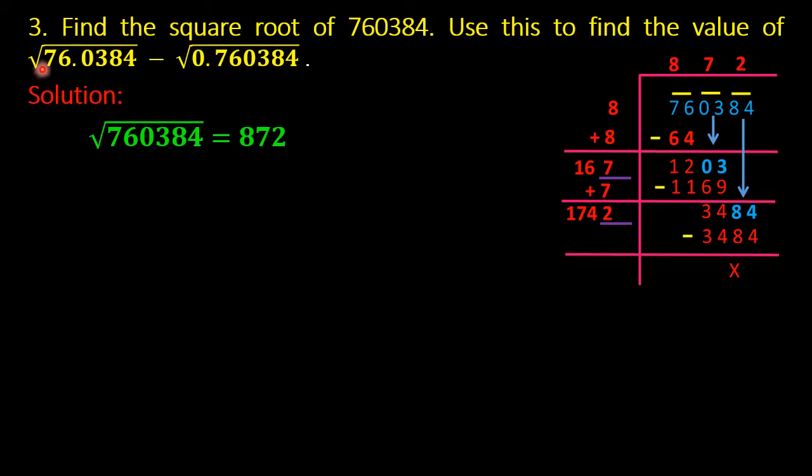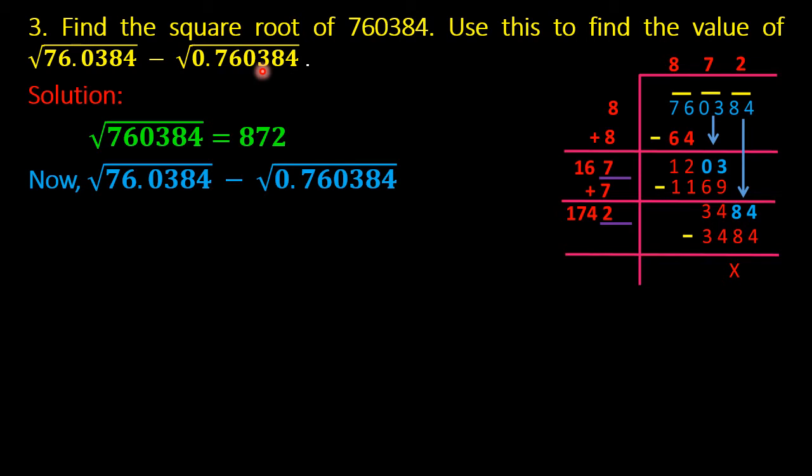Now we move on to the next part of the question, and in this part we have to find the value of this expression. So let me write this expression first. The first thing that we have to do here is remove the decimal point. Before removing the decimal point, we first count the number of digits in the decimal part. So in this number there are 1, 2, 3, 4 digits in the decimal part, and in this number 1, 2, 3, 4, 5, 6. So in this number there are 4 digits, and in this number there are 6 digits in the decimal part.